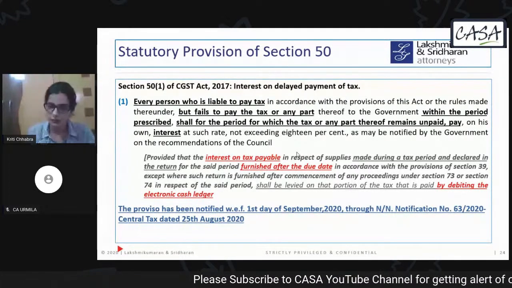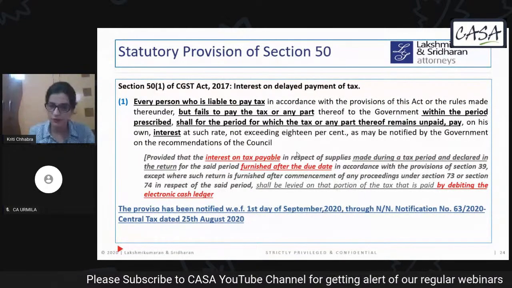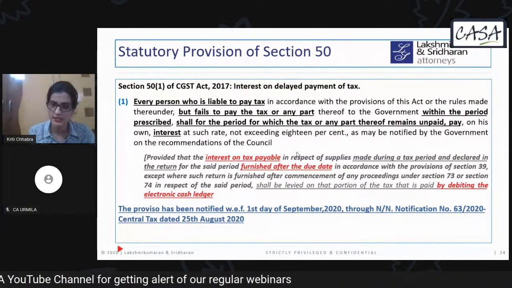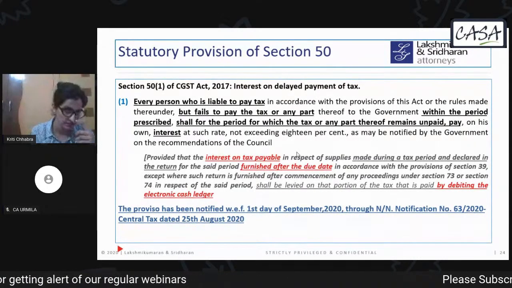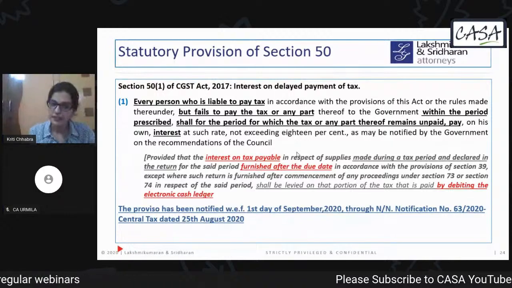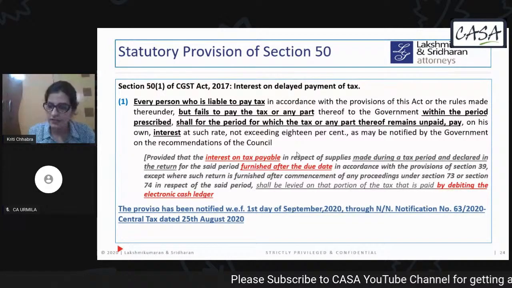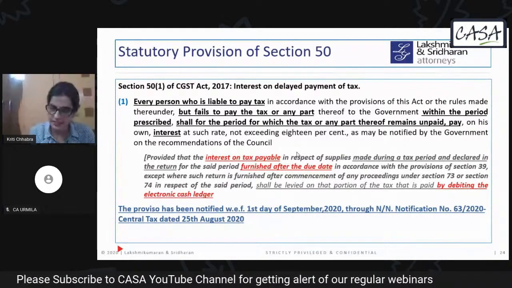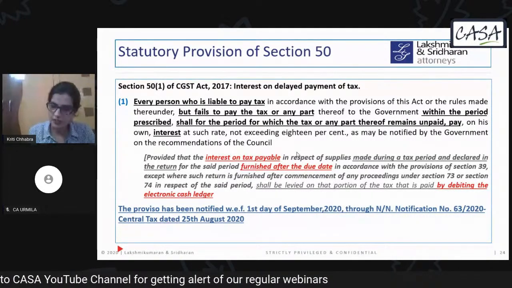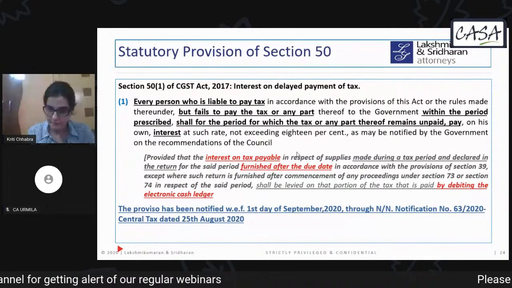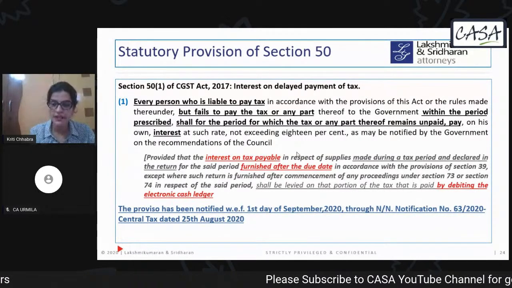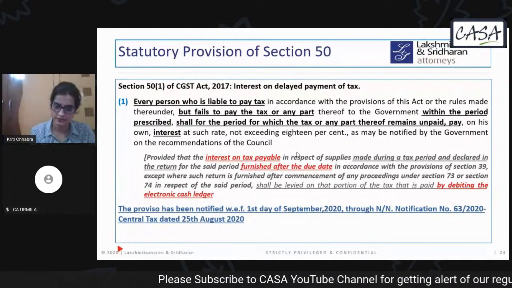However, with effect from 1st September 2020, there is going to be a proviso inserted in this section, which says that the interest on tax payable in respect of supplies made during a tax period and declared in the return for the said tax period furnished after the due date shall be levied on that portion of the tax that is paid by debiting the electronic cash ledger.